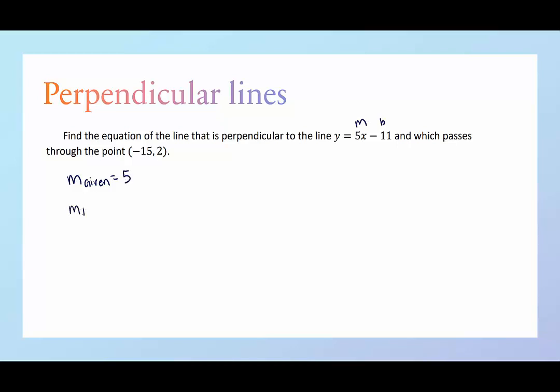That means the slope of any line perpendicular to it will be everything opposite about it. So since this is positive 5, the perpendicular will be negative, and we also take the reciprocal. The reciprocal of 5 is 1/5.